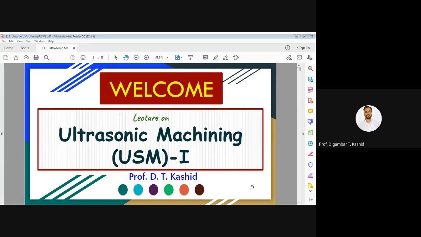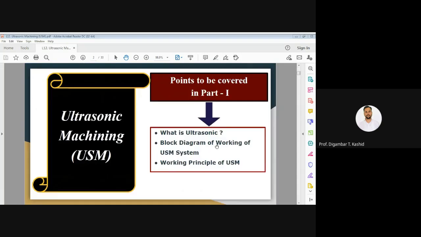Today, we are going to start our new machining process under mechanical energy based non-conventional machining processes, and the process name is called ultrasonic machining. In this lecture, in part one, we are going to cover a basic question, that is, what is meant by ultrasonic. Then we are going to go for the block diagram of working of the ultrasonic machining system, and then we'll see the working principle of ultrasonic machining. In short, it is called USM. So these are the points to be covered.